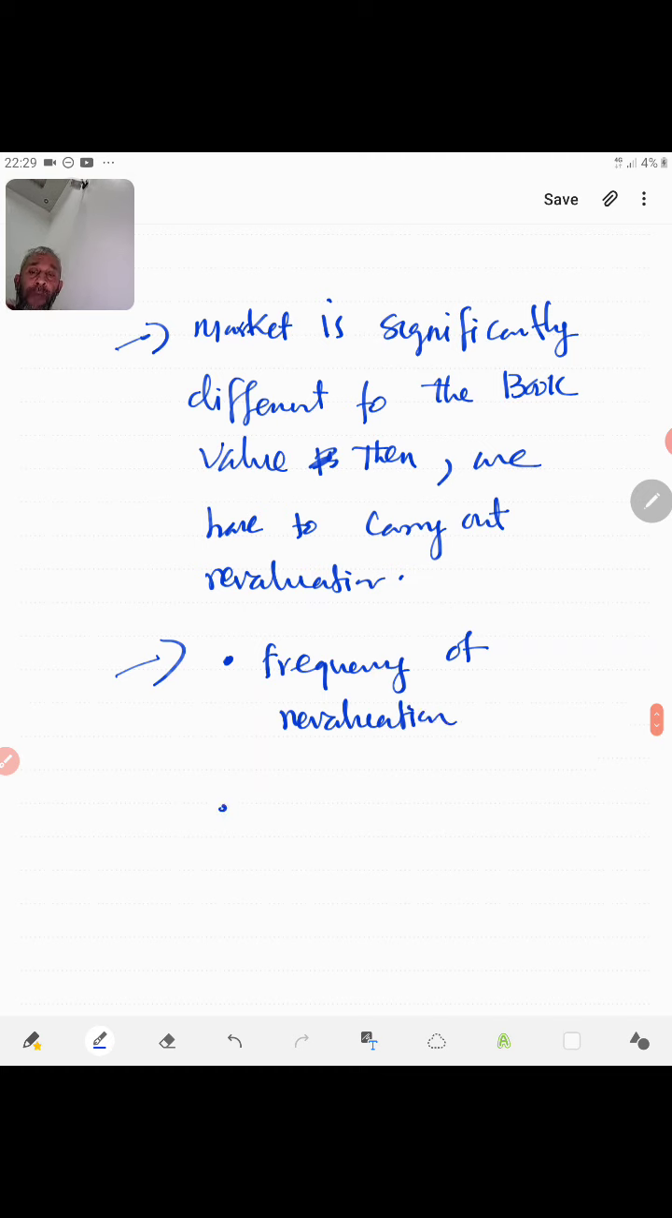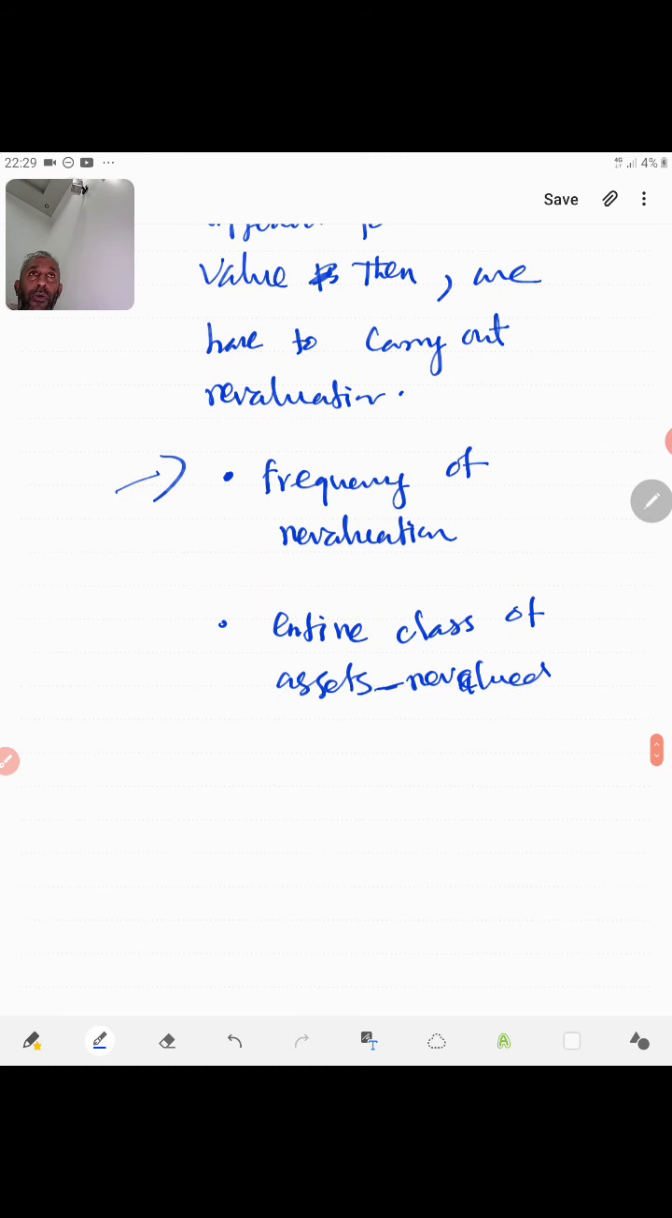Secondly, when they are revaluing, they have to revalue the entire class of assets. Entire class of assets must be revalued. It's not that, for example, if you want to revalue furniture and fittings, you have to revalue table, chair, and every category which will fall under furniture and fittings.